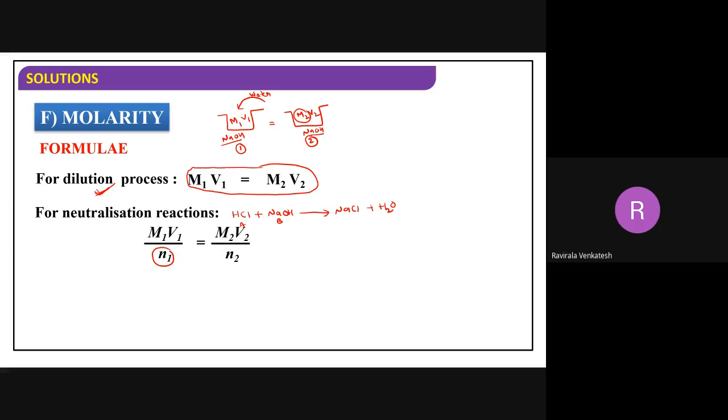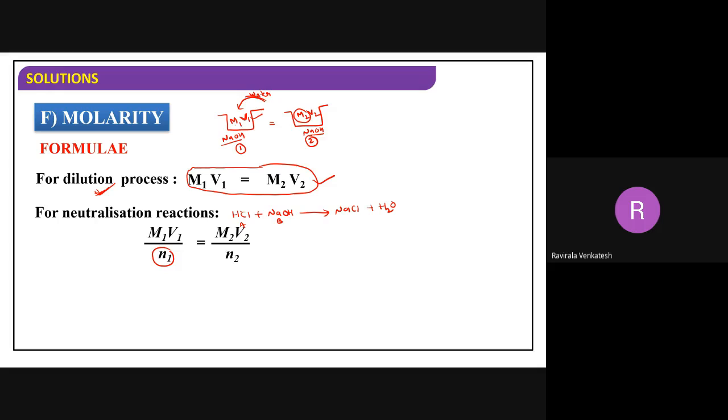Because when you change the volume, the molarity changes. If you add water, the volume increases and the molarity decreases. So cumulatively nothing changes here. One is increasing, the other is decreasing, which means nothing changes overall. So M1V1 is equal to M2V2. You don't need to go through this in detail. Simply remember M1V1 is equal to M2V2.